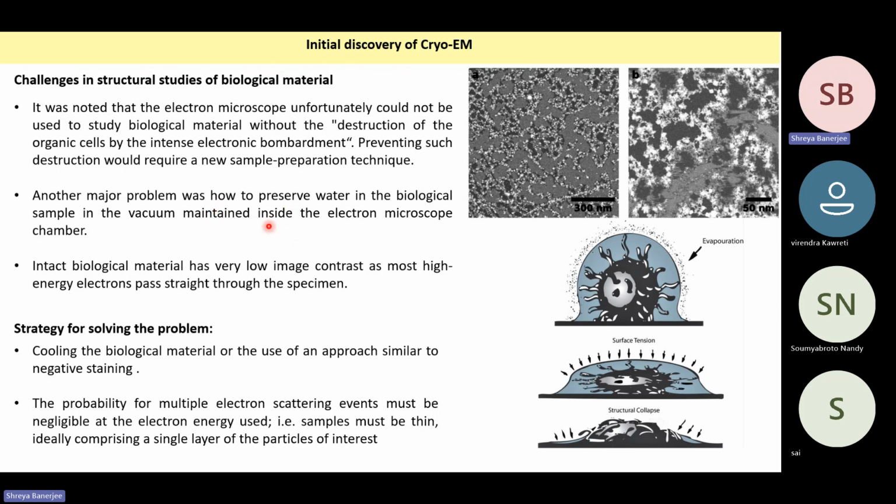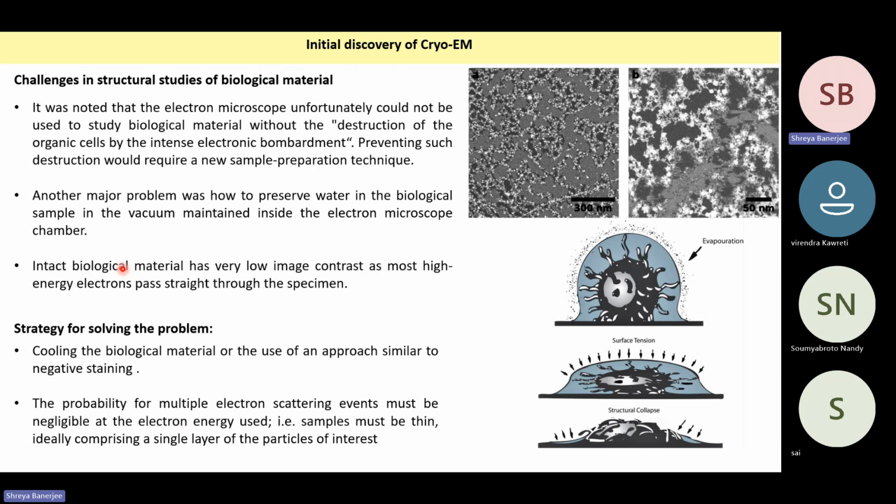But the problem is that suppose here you have a protein which is being stabilized by a thin layer of water. Now, while you are creating vacuum, the water is evaporating. The structure of the protein will also collapse due to surface tension. So, you needed a method by which the water does not evaporate in the vacuum. So, again, this was something that led to cryo-electron microscopy.